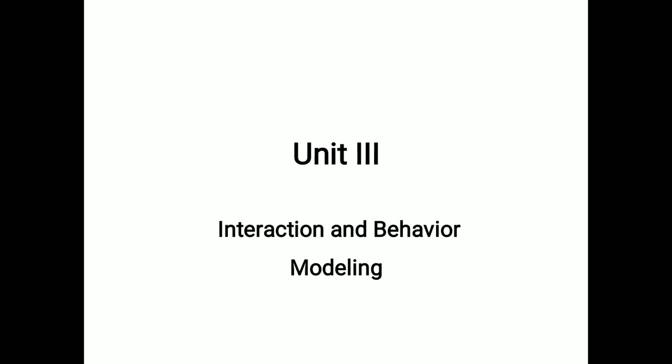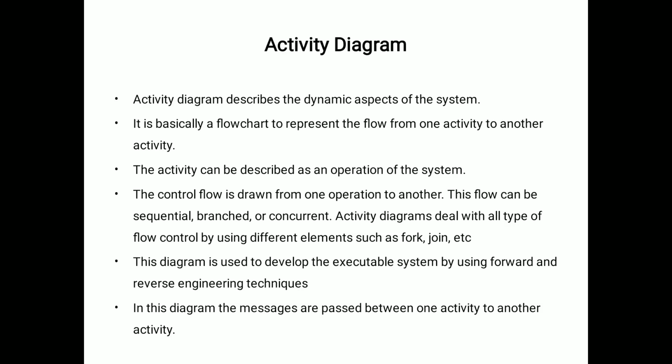Today we will learn Software Designing and Model, Unit number 3, Interaction and Behavioral Modeling. In it, the very first diagram is the activity diagram. Activity diagram describes the dynamic aspect of the system.